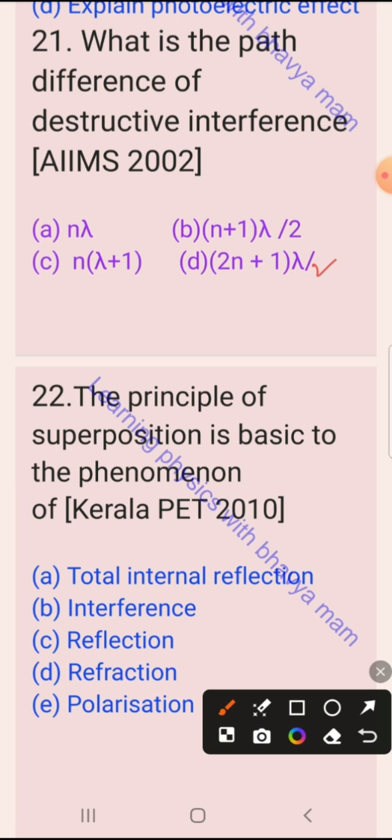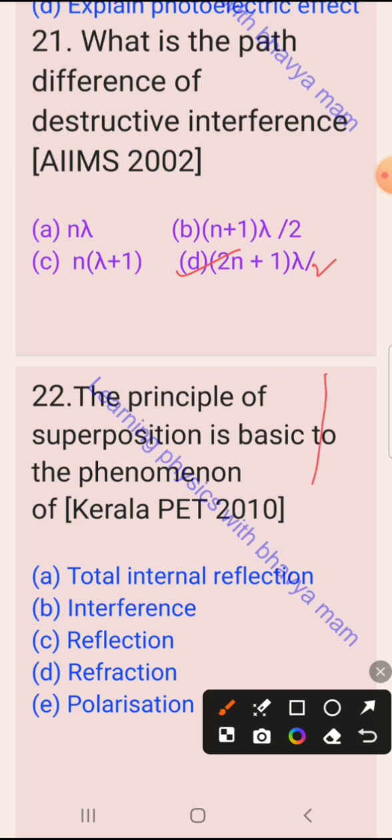Okay, there is a small correction here. 2n plus 1: here 2 into n means you will get even number, right? 2 into 0 is 0, 2 into 1 is 2, 2 into 2 is 4. So 2n is even number. If you add 1, you will get odd number. Odd number into lambda by 2. This is the correct option. So what is the path difference of destructive interference? 2n plus 1 lambda by 2.